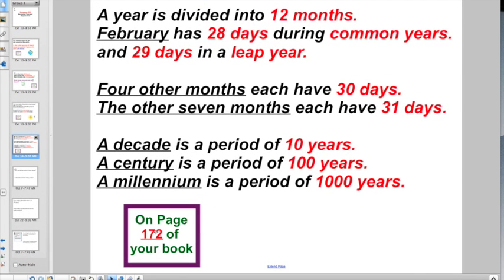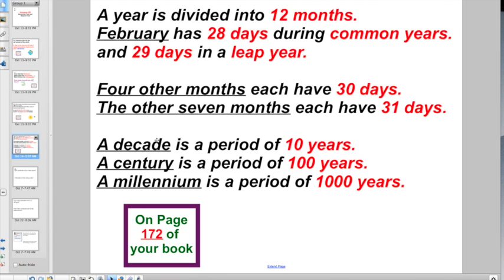Even more from page 172. This lesson is chock full of information. A year is divided into 12 months. February is the shortest. It has 28 days during common years and 29 days in a leap year. That's how they make that jump from 365 to 366 days in a year. They tack on one extra day in February every 4 years. 4 other months each have 30 days, and the other 7 months each have 31 days.